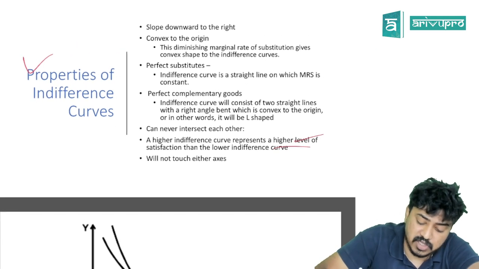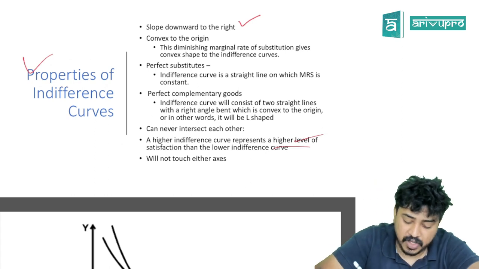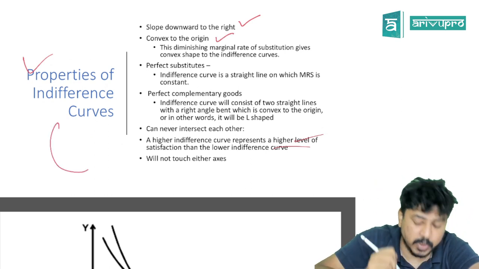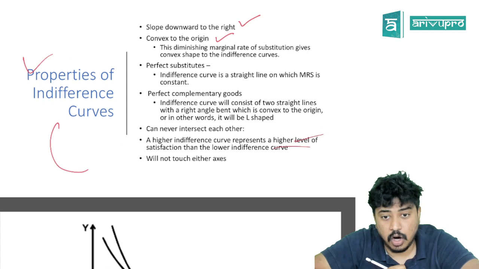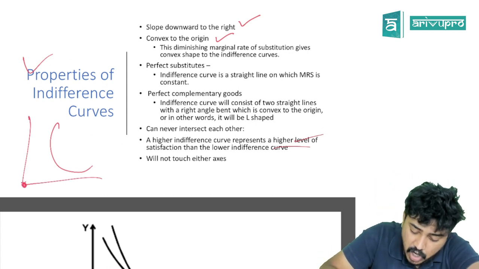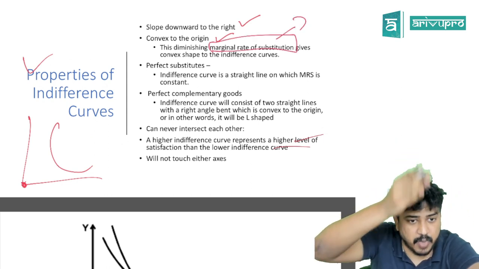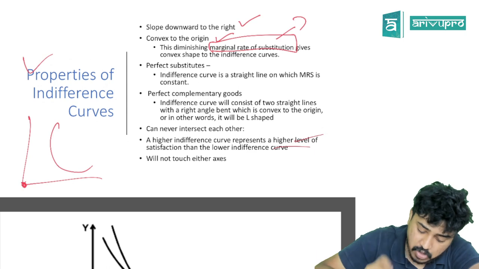Properties of the indifference curve. What are the properties of the indifference curve? It is downward sloping to the right. It is convex. What does convex mean? It is convex to the origin. Origin means this is the origin. Why is it convex? Because marginal rate of substitution keeps on falling. That is why it is convex.